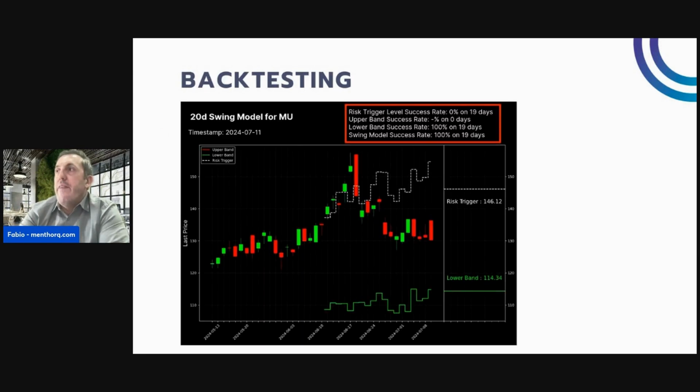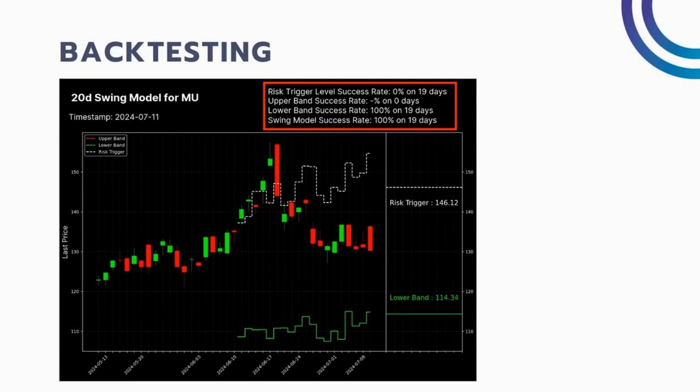At the top of the chart, and I'm going to make it bigger, you can see the backtesting results of the model on the stock that you're looking at. So if you are requesting Tesla or Nvidia, it will show you the success rate of the upper band, the lower band, and the risk trigger. And also, it will show you the success of the model as well. For success rate, what does success rate mean for us, right? For us, it means that if the price of the asset in the next 5 or 20 days closes above the lower band or below the upper band. And we're going to explain this in a few seconds.